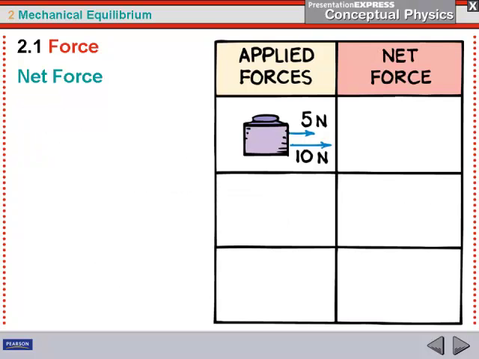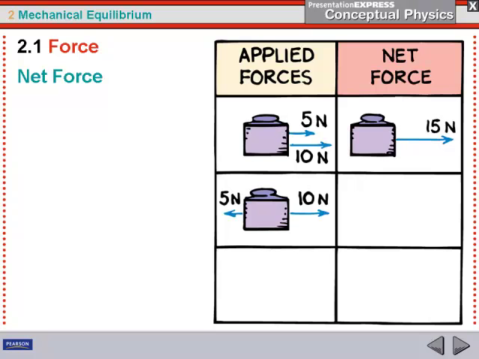The net force depends on the magnitudes and directions of the applied forces. Let's look at the three scenarios here to demonstrate that. In the first scenario, a 5 Newton force is applied to the right, along with a 10 Newton force, yielding a net force of 15 newtons. In the next scenario, a 5 Newton force is applied to the left, a 10 Newton force is applied to the right, yielding a net force of 5 newtons to the right.